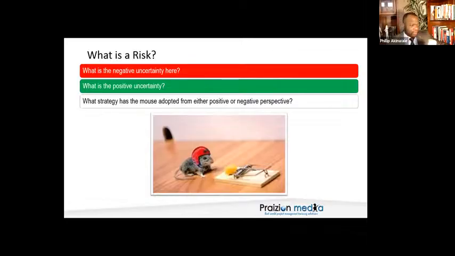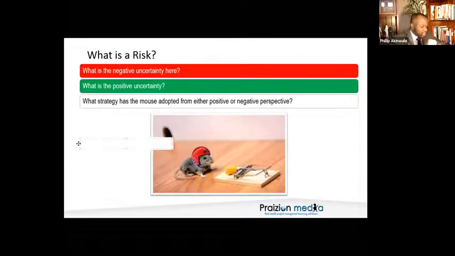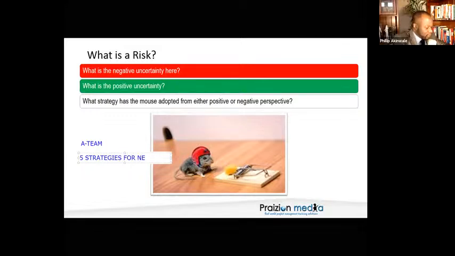Escalate. So I'm going to give you guys a quick way of remembering these. There is an acronym for those. So you remember your friend, Mr. T. What was Mr. T's show called back in the day? A-Team, you got it. So what is the A? Accept. What is the T? Transfer. What is the E? Escalate. What is the A? Avoid. And M? Mitigate. If you remember the A-Team, you remember your 5 strategies for negative risks or threats.